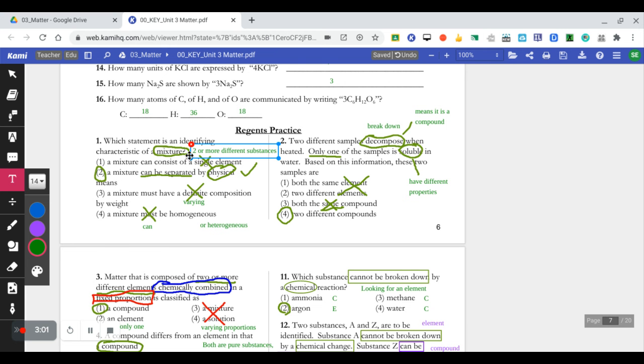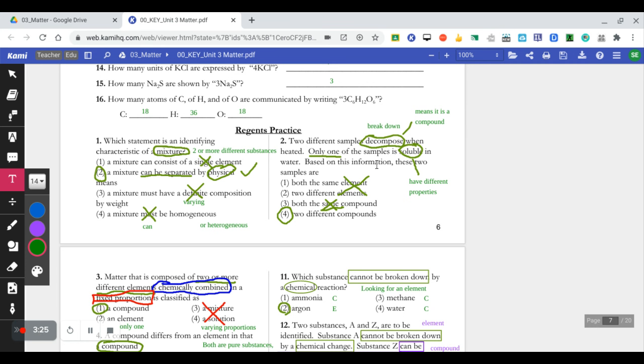So here, number 1, which statement is an identifying characteristic of a mixture? A mixture is two or more different substances. Therefore, I can't have a single element. A mixture can be separated by physical means. That's the definition of a mixture. And a mixture does not have a definite composition. It has a varying composition. And a mixture can be homogeneous or heterogeneous. So the only true statement is number 2.